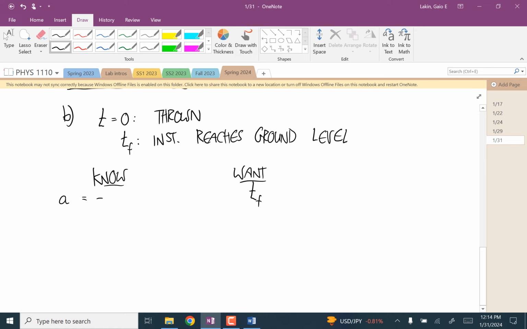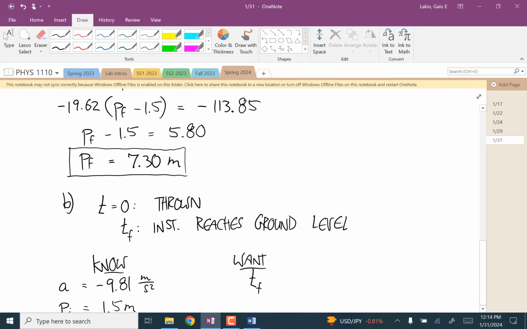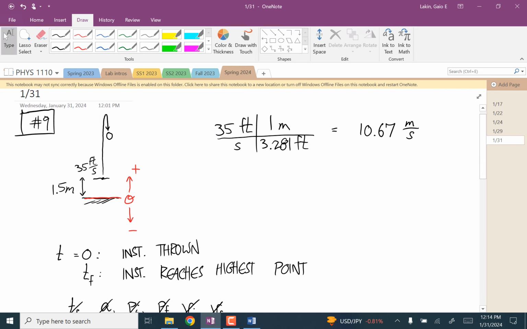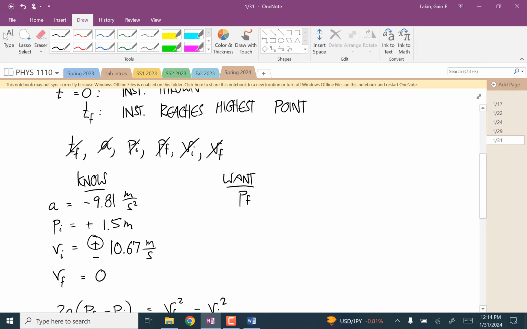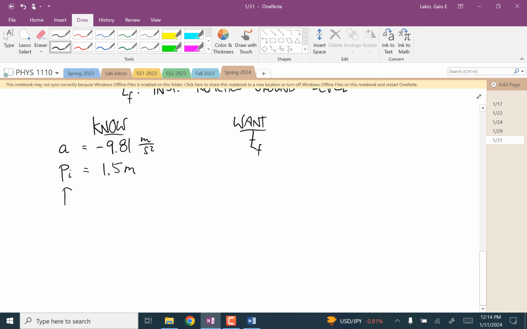Acceleration is still negative 9.81. P initial is still the same as it was, positive 1.5 meters. P final: now, if we're looking for when the ball reaches ground level, the ground is 0, so our P final this time is going to be 0. V initial, like it was before, is 10.67.